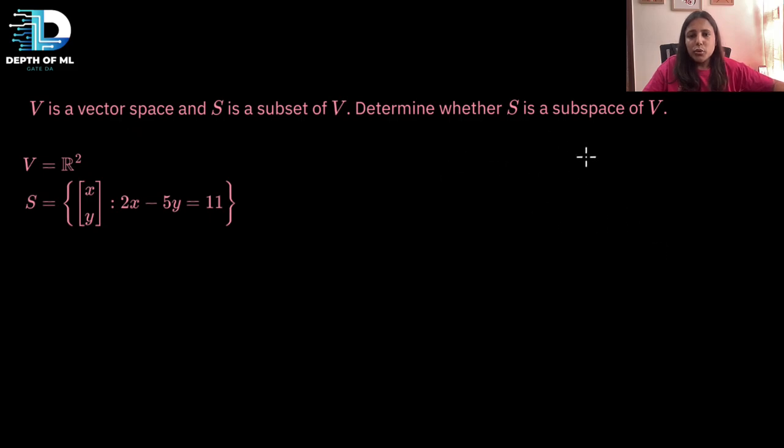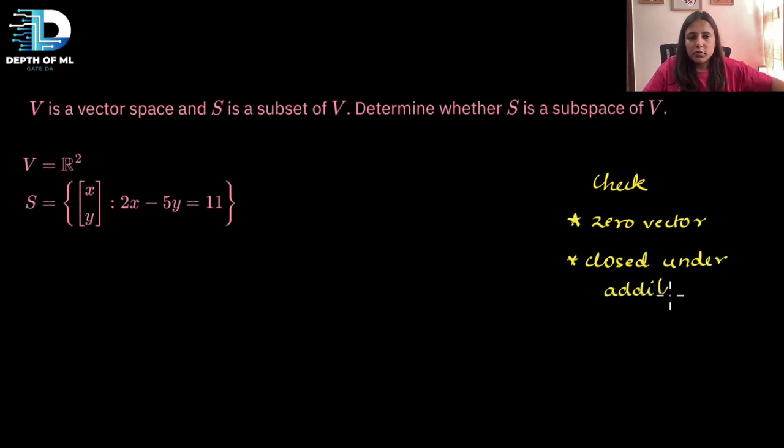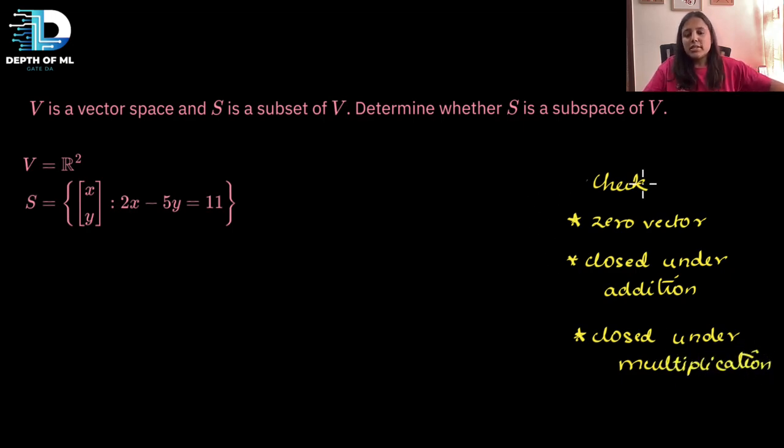Now here, to solve these kinds of questions, what you should check is, I'll just rewrite here, you should check whether the 0 vector is there, closed under addition, and closed under multiplication. Okay, so let's start with the 0 vector.